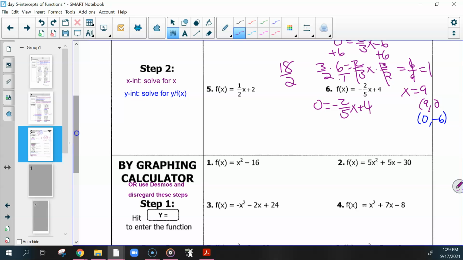So for number 6, if I'm looking for the x-intercept, y needs to be 0. So I put f of x equals 0, or I changed that to a 0. Now I need to solve for x. Okay, so you already started from this. Oh, like this step? Yeah, sorry.